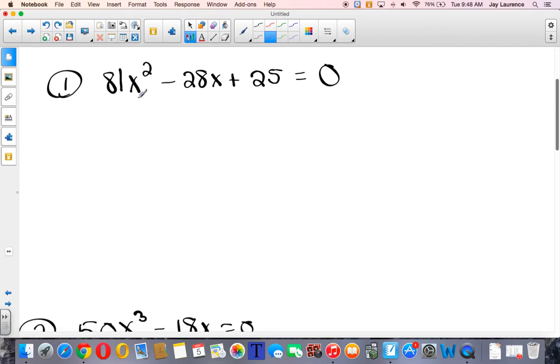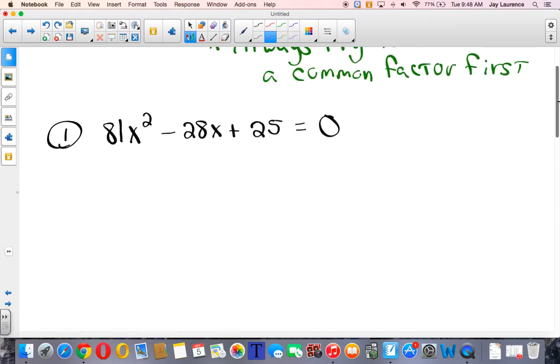All right, let's check out number one here. Now, I see it's a trinomial, okay? I see a is not 1. I know some different techniques to do this. I'm looking for a common factor. I don't see one between 81x squared, 28x, and 25. So now I'm going to check to see if this is possibly a perfect square trinomial. If it's not, I'm going to have to use that method you saw in the video 2 nights ago.